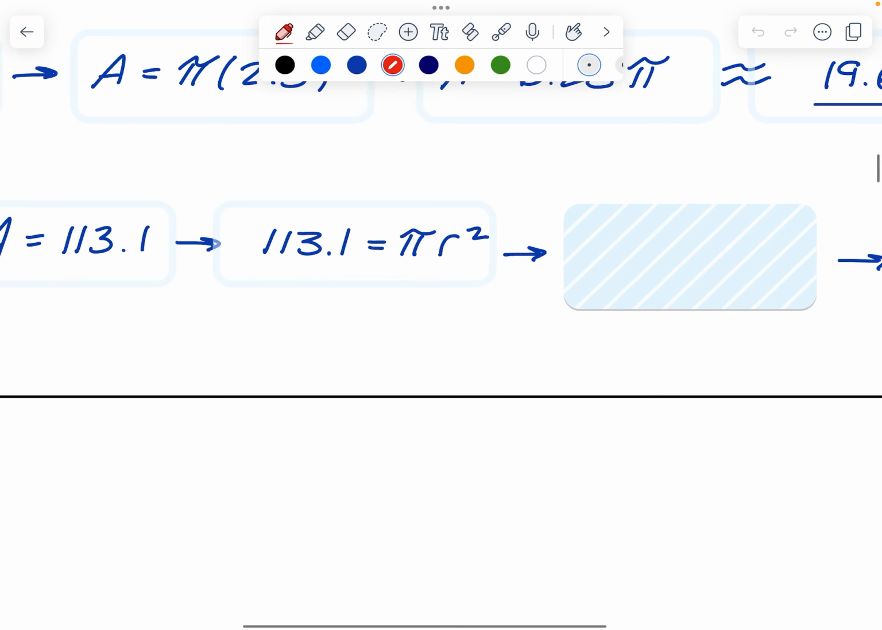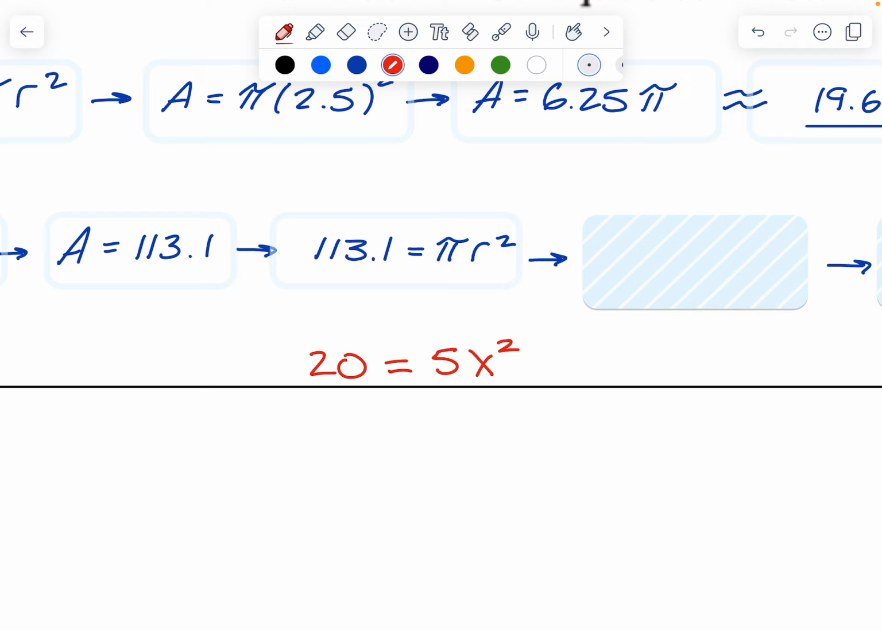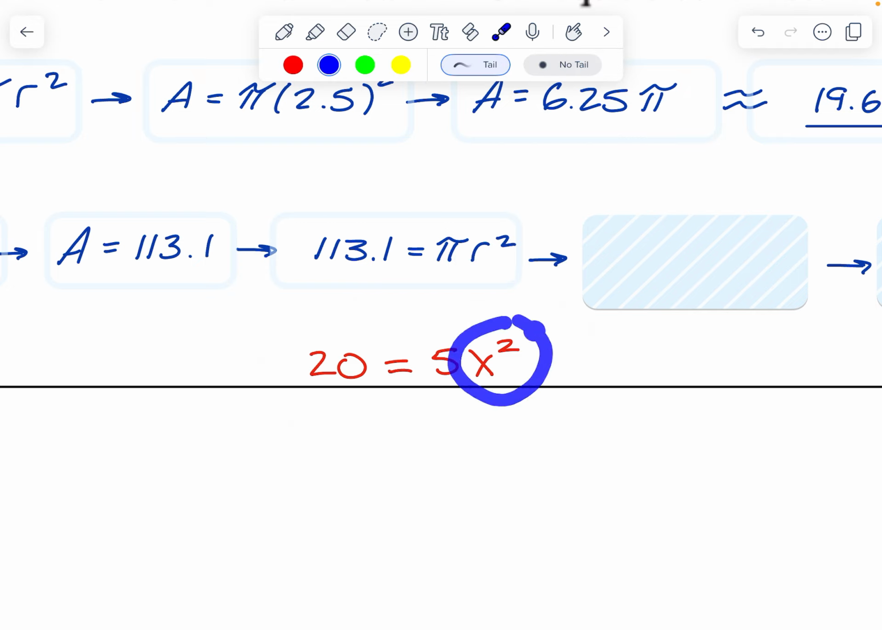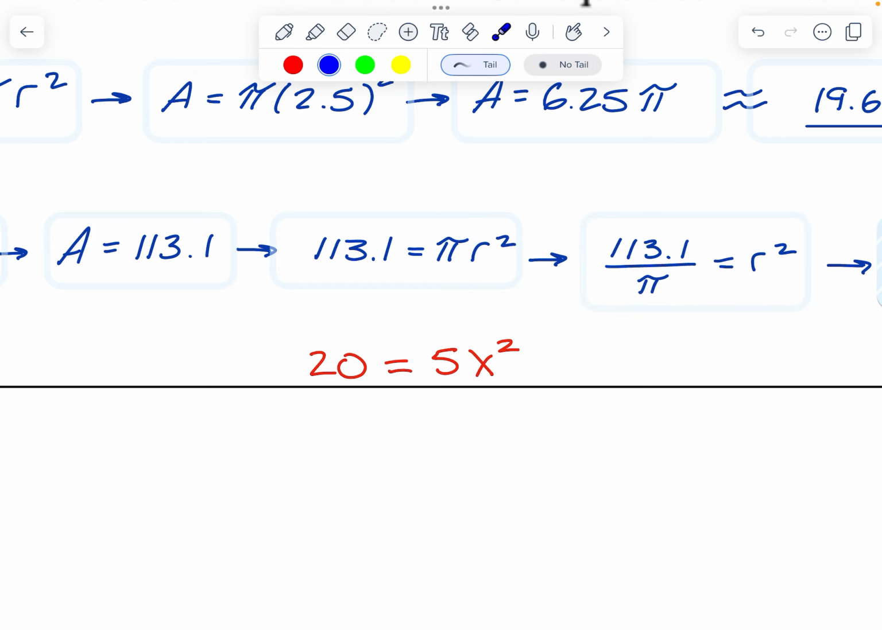Let's compare this to a simpler algebra problem. Let's say 20 is equal to 5x squared. Never would we here take care of the x squared first. So we're not going to take care of the r squared first here. Instead, we have a number that's being multiplied to our r squared. That's the number that we have to get rid of first.